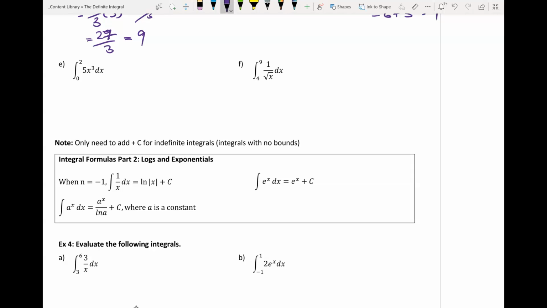Then for e, we've got to add 1 to the exponent and then divide by the exponent, which is 4. And we have a 5 in the front. Okay, so we're going to evaluate this antiderivative at 2 and then subtract it with 0. Now we're going to simplify. So this is 20 minus 0, which is just 20.